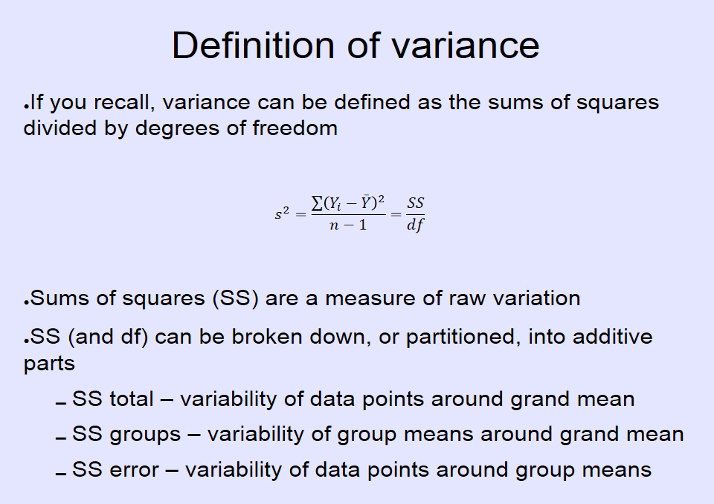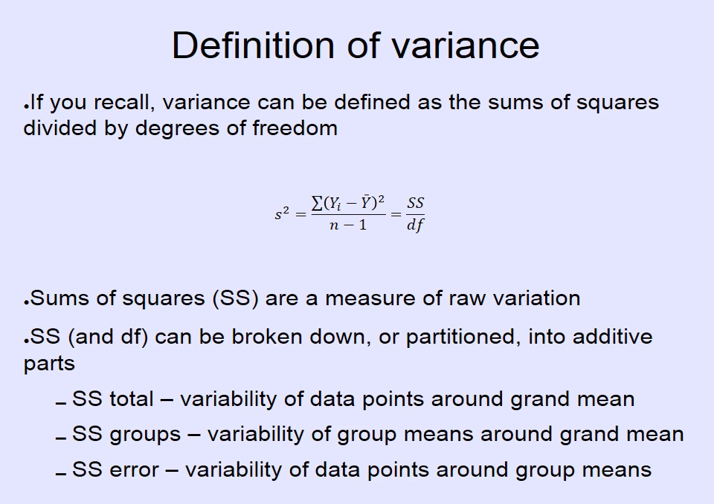All right, let's recall our definition of variance. It was the sum of every data point and how far away it is from its own mean, squared and divided by the degrees of freedom. So that top part, SS, is the sum of squares. And we're going to be interested in the ANOVA to break this down into parts and use this to tell us if there's a difference between means.